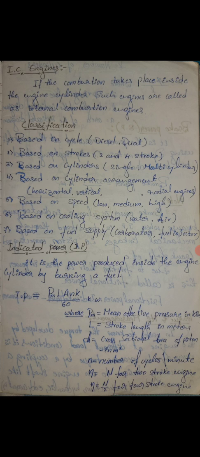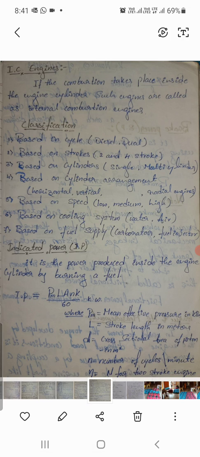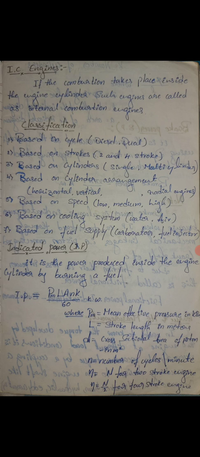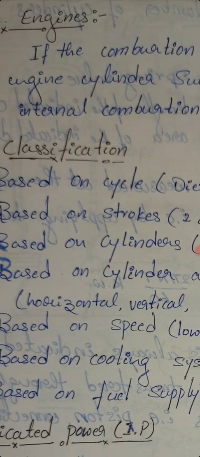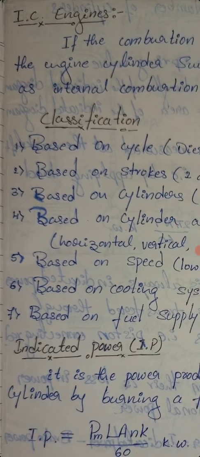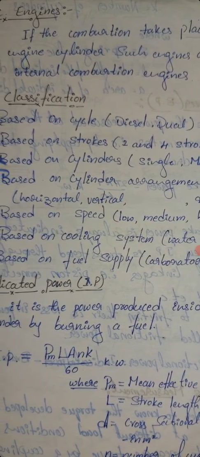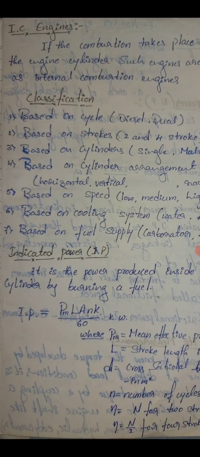Coming to the IC engine chapter, once again I am going to repeat: what do we mean by IC engine? IC means internal combustion engine. It means that combustion takes place inside the cylinder. The air-fuel mixture combustion takes place inside the cylinder, which produces a large amount of gases at higher pressure and makes the piston reciprocate. This is nothing but an internal combustion engine.